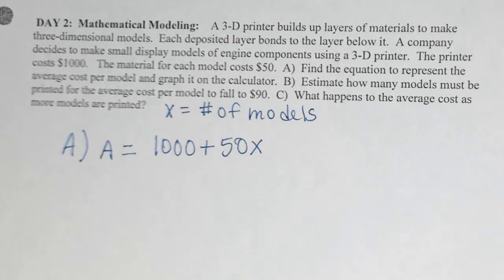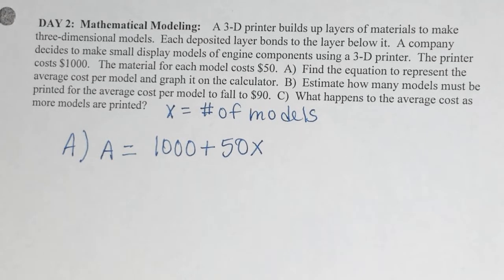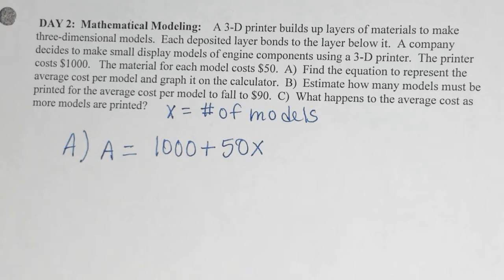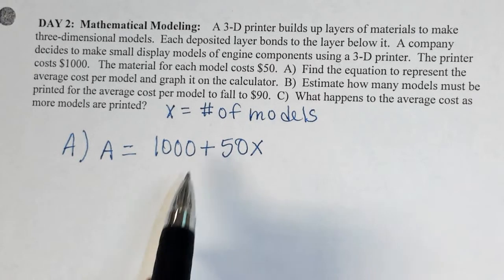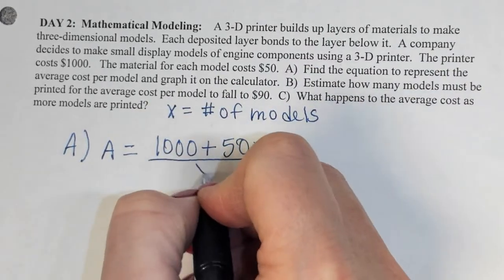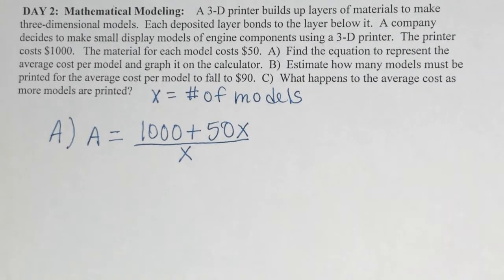Because we had to buy the printer, then $50 for every model that we make. How would I find the average for each model, though? What would I divide by? Think about this, guys. If I wanted to find your average test score, what would I do? Add up all your scores and then divide by what? The number of scores. So what am I going to divide this by? X, the number of models, right? So divide it by x. That's going to be the equation for the average cost per model.